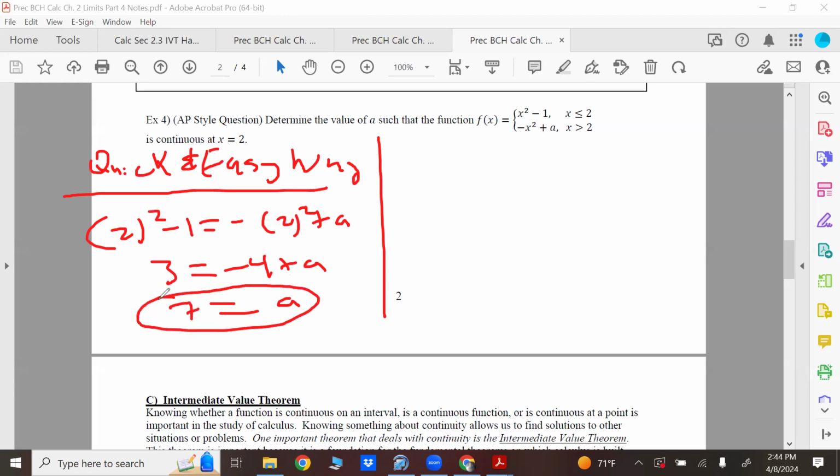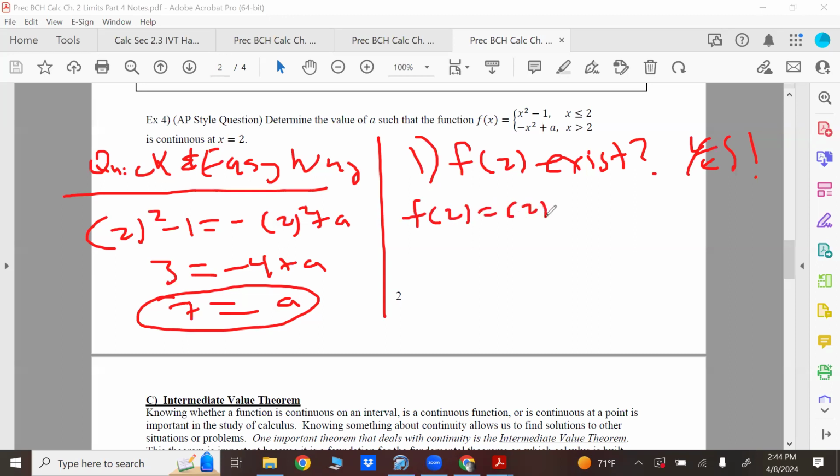There you go. A equals 7. That's it. All right. But formally, what you need to do is go through the conditions of continuity. It does exist. What's f of 2, guys? f of 2 is 3. Good.